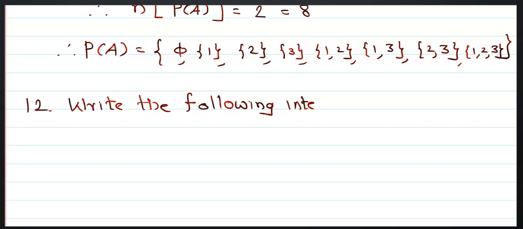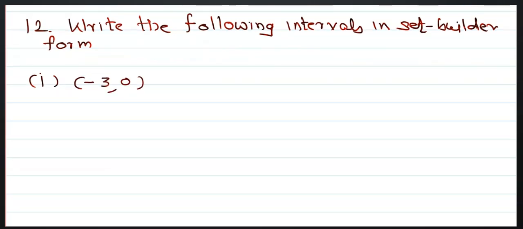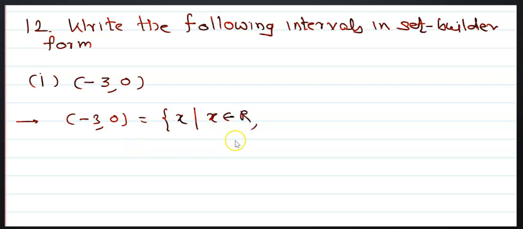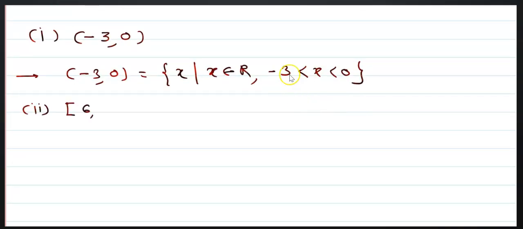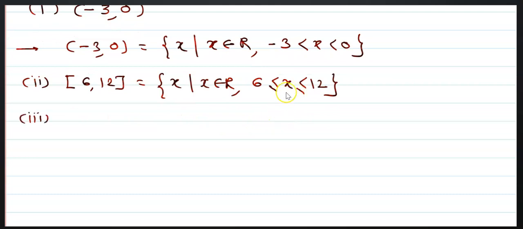Now question number 12. Write the following intervals in set builder form. The open interval (-3, 0): x is such that x belongs to the set of real numbers and x lies between -3 and 0. The closed interval [6, 12]: x is such that x belongs to the set of real numbers and x lies between 6 and 12.